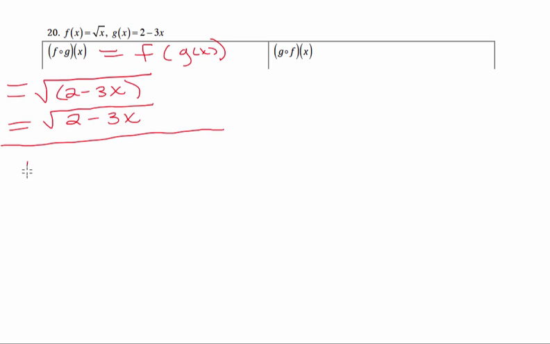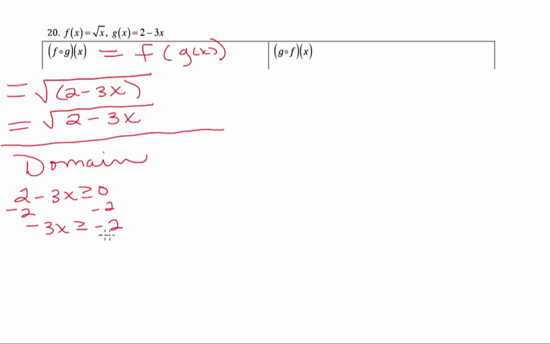And now I'm going to go ahead and find the domain. First, I'm going to look at the domain of my composite function that has a radical symbol right there. And if you have a radical, you are going to take the radicand underneath and set that greater than or equal to 0. And then I'm going to go ahead and subtract 2. I get negative 3x is greater than or equal to negative 2. I'm going to divide by negative 3, and when you divide by a negative with an inequality, it reverses the inequality symbol, so I have to switch that around. And then you get x is less than or equal to 2/3.